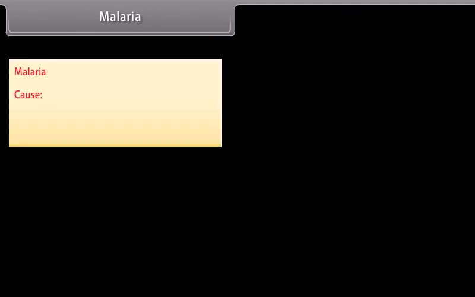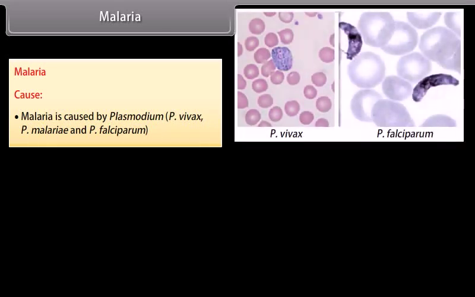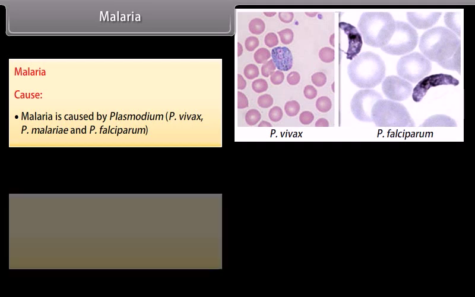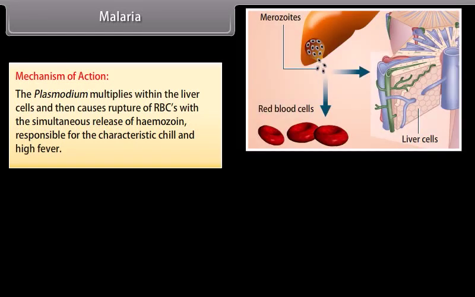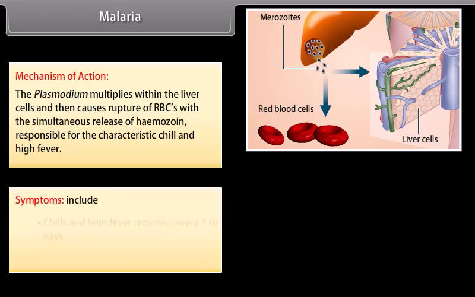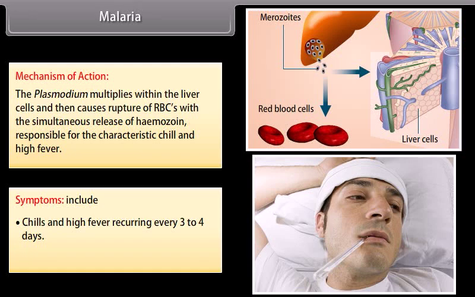Malaria. Cause. Malaria is caused by Plasmodium: P. vivax, P. malariae and P. falciparum. Mode of transmission. The Plasmodium is transmitted through the bite of the infected female Anopheles mosquito. Mechanism of action. The Plasmodium multiplies within the liver cells and then causes rupture of RBCs with the simultaneous release of hemozoin, responsible for the characteristic chill and high fever. Symptoms include chills and high fever recurring every 3 to 4 days. Fatigue.